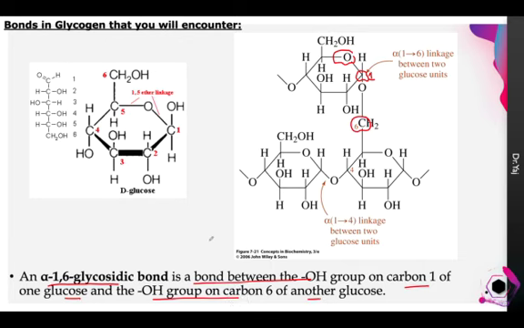So in a glycogen molecule, we will have two kinds of glycosidic linkages: the alpha 1,4 glycosidic linkage that we looked at in the previous slide, and the alpha 1,6 glycosidic linkage that is shown here in this particular part of the slide.